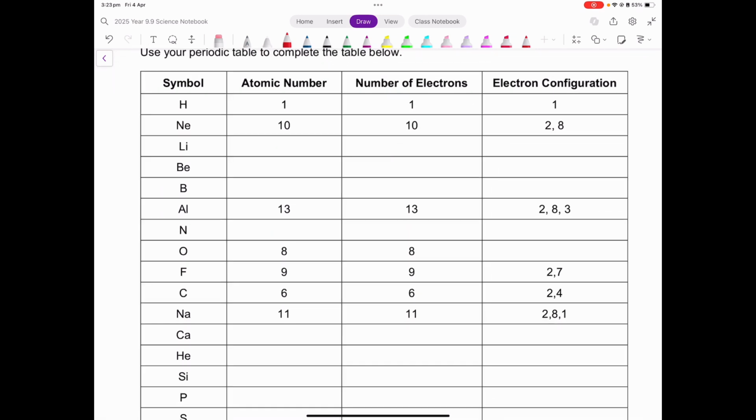Let's look at lithium together. So we have 3 boxes here. We have atomic number and we have number of electrons before we get to electron configuration.